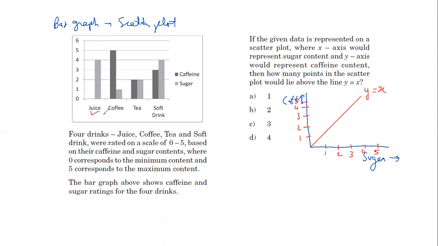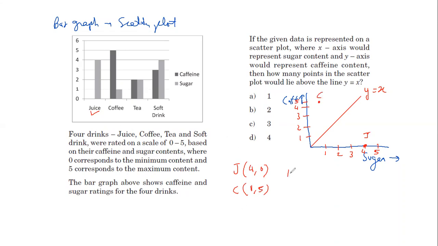Now if I try to plot juice, for juice the sugar content, that means the x, is 4 and the y content, that is caffeine, is 0. So it's actually 4, 0. 4, 0 will be this point. So this is juice here. The sugar content is 4, the caffeine content is 0. For coffee, I can clearly see the sugar content is 1, so the x coordinate is 1, and the y coordinate is 5 because the caffeine content is 5. So this point is 1, 5. So 1, 5 is definitely here. So this point represents coffee.